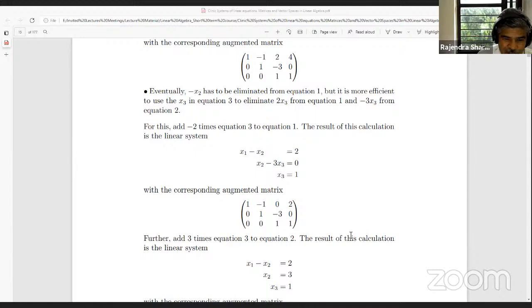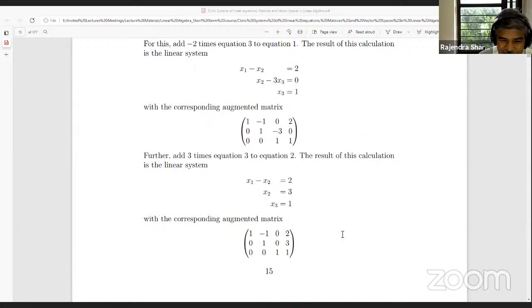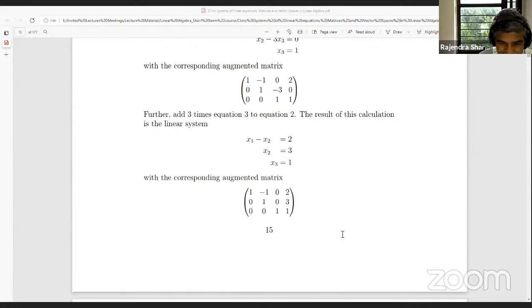We can also add 3 times equation 3 to equation 2. And now what we see is an even more beautiful system of linear equations, because x1 minus x2 is 2, and x2 is 3, and x3 is 1. And the corresponding augmented matrix is so beautiful, you can see now. Here it is: 1, minus 1, 0, 2, 0, 1, 0, 3, and 0, 0, 1, 1.